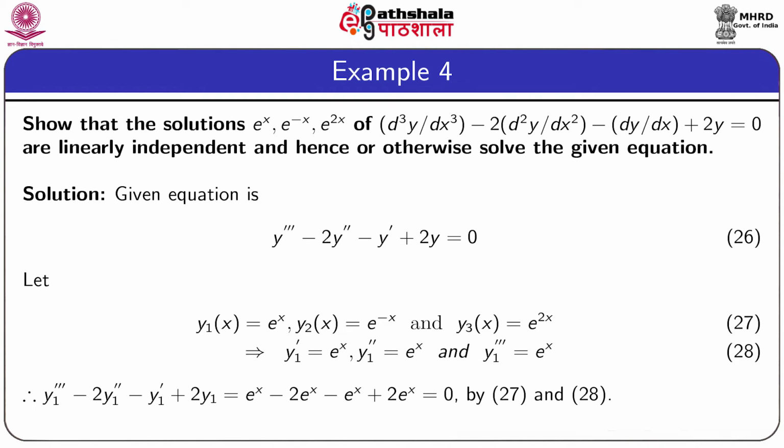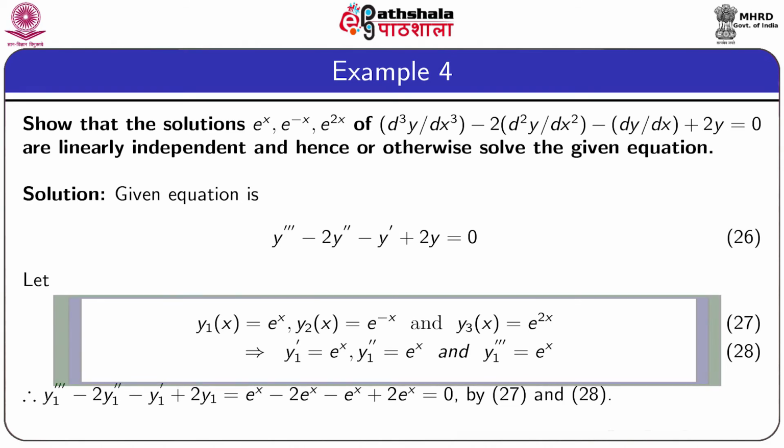In the last example, we have to show that the three functions e to the power x, e to the power minus x and e to the power 2x are linearly independent solutions of the given differential equation d3y/dx cubed minus 2 d2y/dx squared minus dy/dx plus 2y equal to 0. The given equation is named equation 26. We assume y1(x) is equal to e to the power x, y2(x) equal to e to the power minus x and y3(x) equal to e to the power 2x.